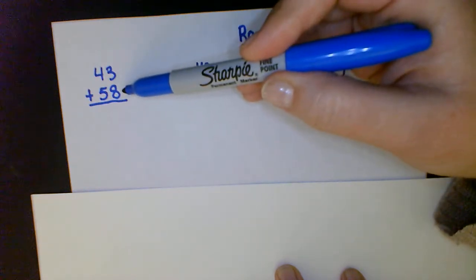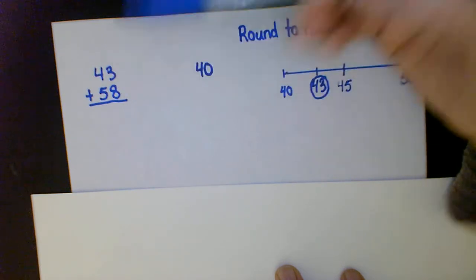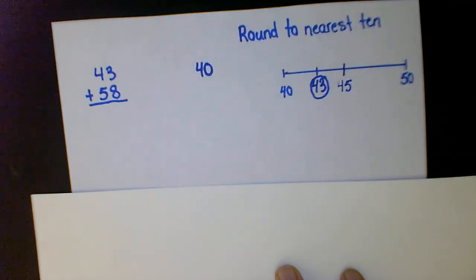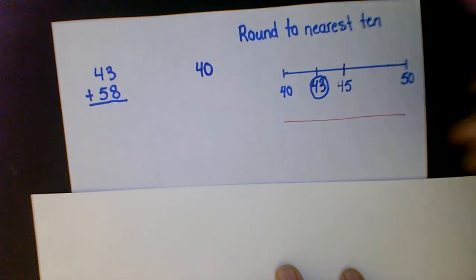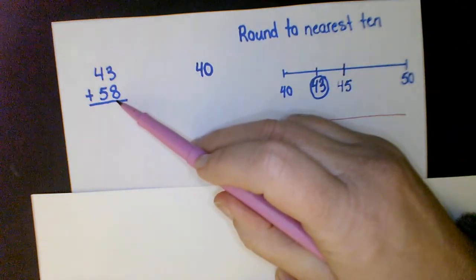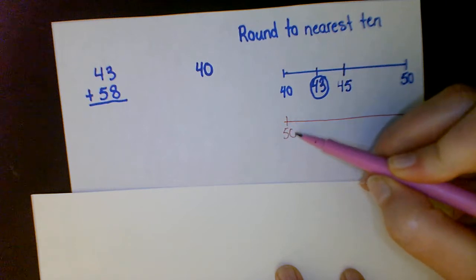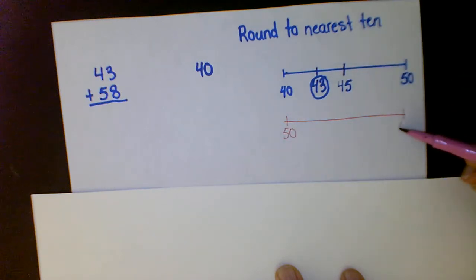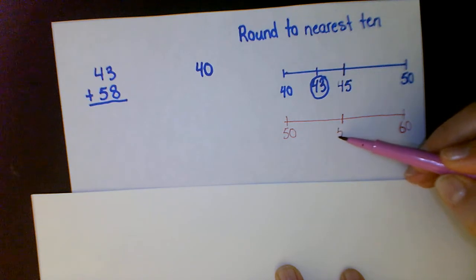58 is my next one. Now I also want to see which 10 number that is closest to. So I'm just going to draw another number line here underneath. But this time, I'm looking at the number 58. So I know 58 is between 50 and 60. And I want to find that middle point, which is 55.